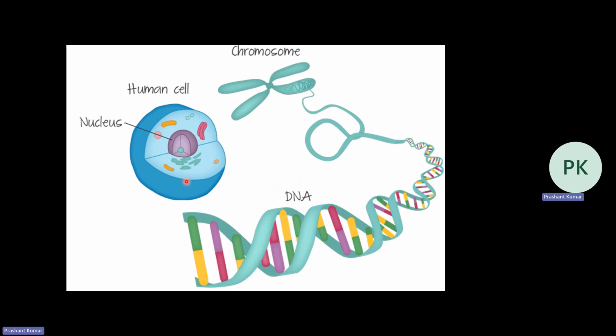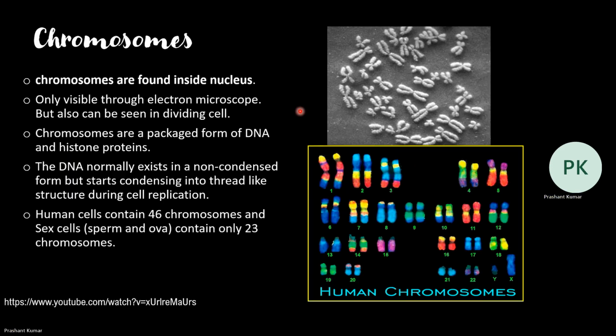So now the question is how the long thread of DNA is being stored in a very small container called the nucleus. In every eukaryotic cell, you will find a nucleus present inside. And when the cell is going to divide, the DNA present in the nucleus gets condensed to form chromosomes. So this is a chromosome, and chromosomes can be represented like this.